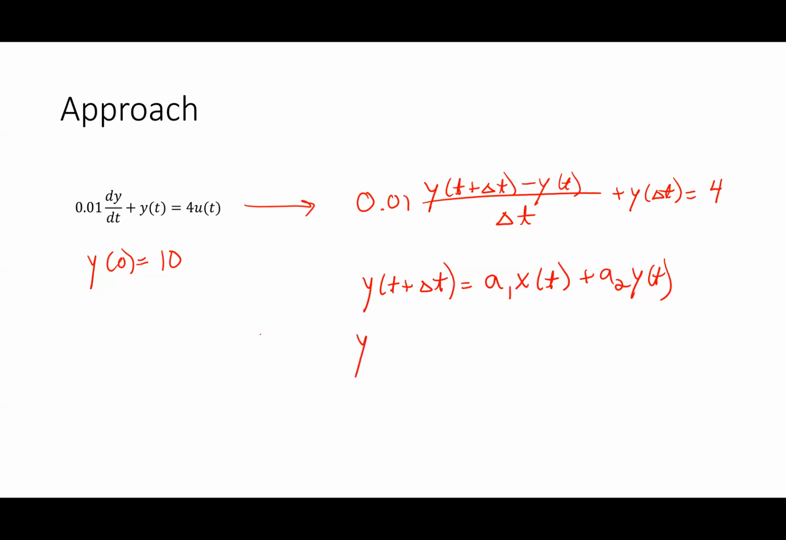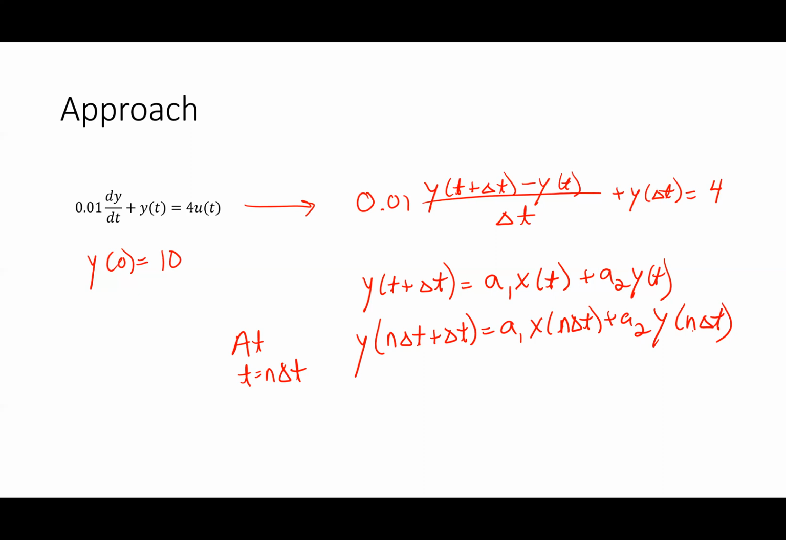Okay, well, at t equal to n times delta t, this is y of n delta t plus delta t, equal to a1 x of n delta t plus a2 y of n delta t. And we said I don't need the delta t's. So I can just say this is y of n plus 1 equals a1 x of n plus a2 y of n, like that.